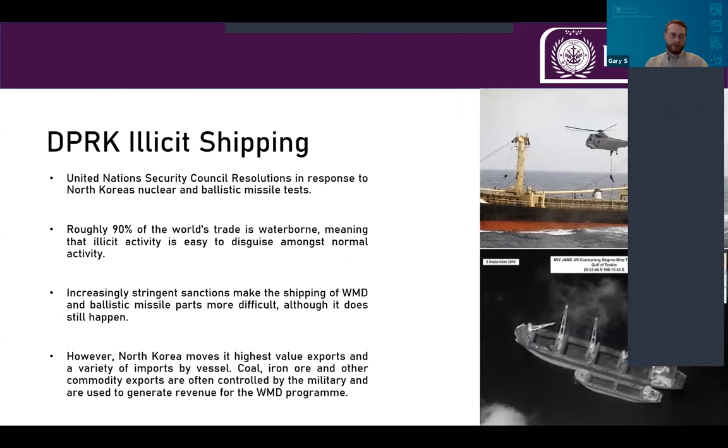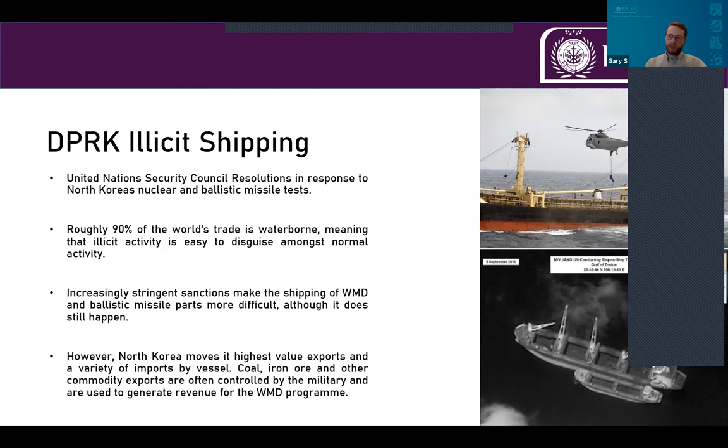So just to give a bit of background on DPRK illicit shipping, as many of you already know, North Korea is already under stringent UN Security Council resolutions in response to its nuclear and ballistic missile tests, which also include sanctions against its exports, including coal and iron ore, which generate a lot of revenue. A lot of that revenue is controlled by the military, and goes into funding the nuclear and ballistic missile tests.